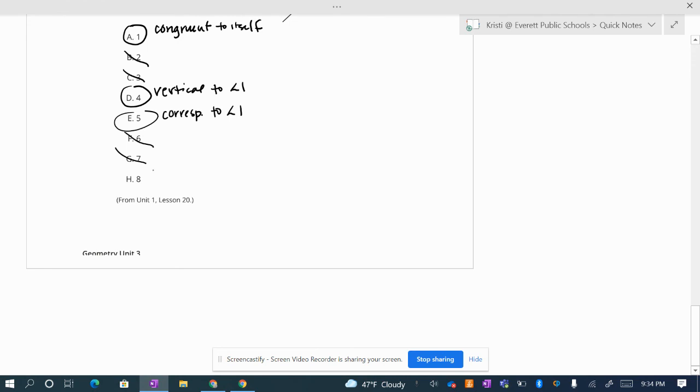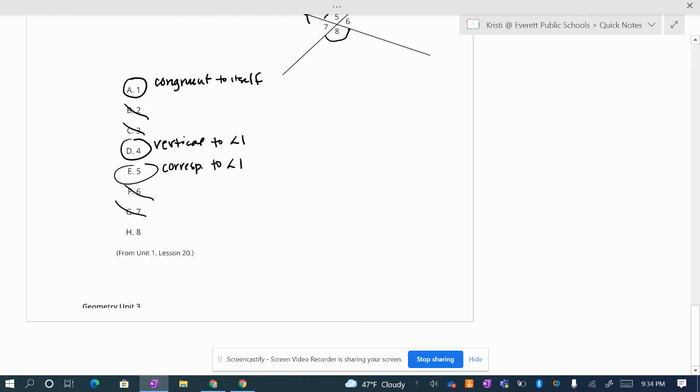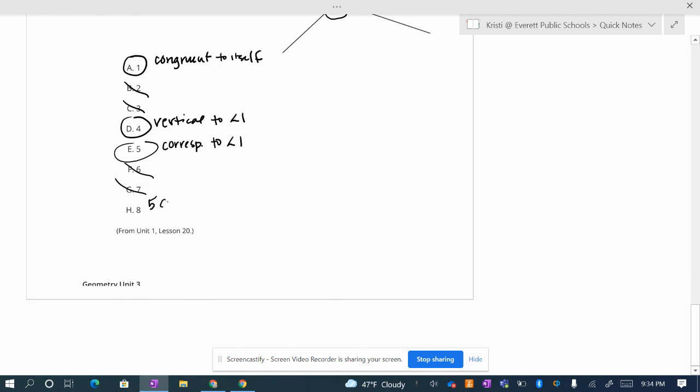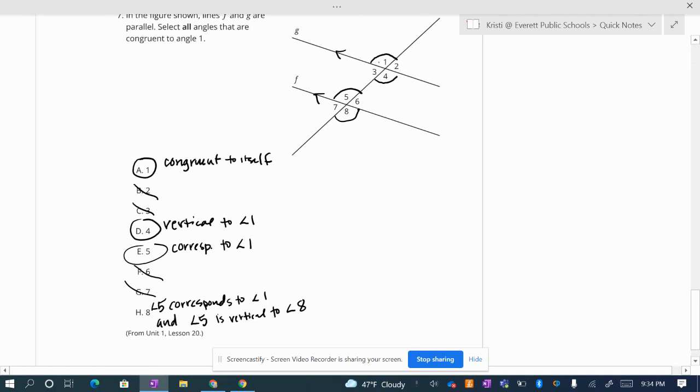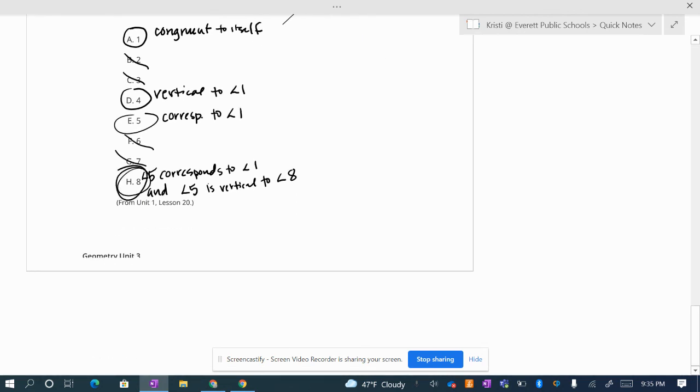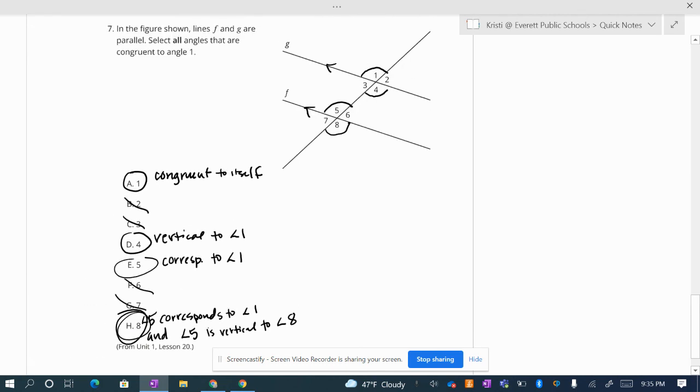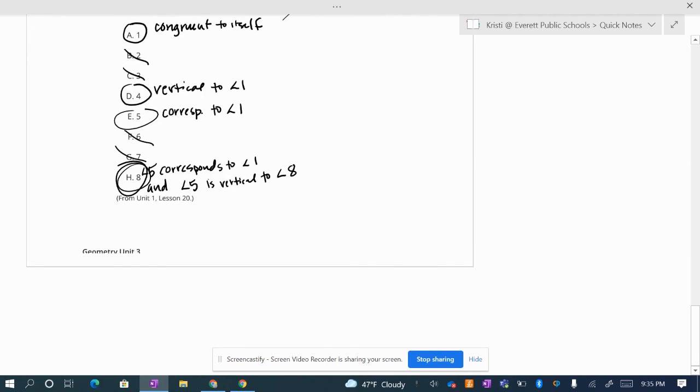So we could say angle 5 corresponds to angle 1, and angle 5 is vertical to 8. So if you could say, well, 1 is corresponding to 5, and then 8 is vertical to 5, then we can say 1 and 8 are the same. Yay. So I have A, D, E, and H, and that makes sense. 1, 4, 5, and 8. All right, good times.